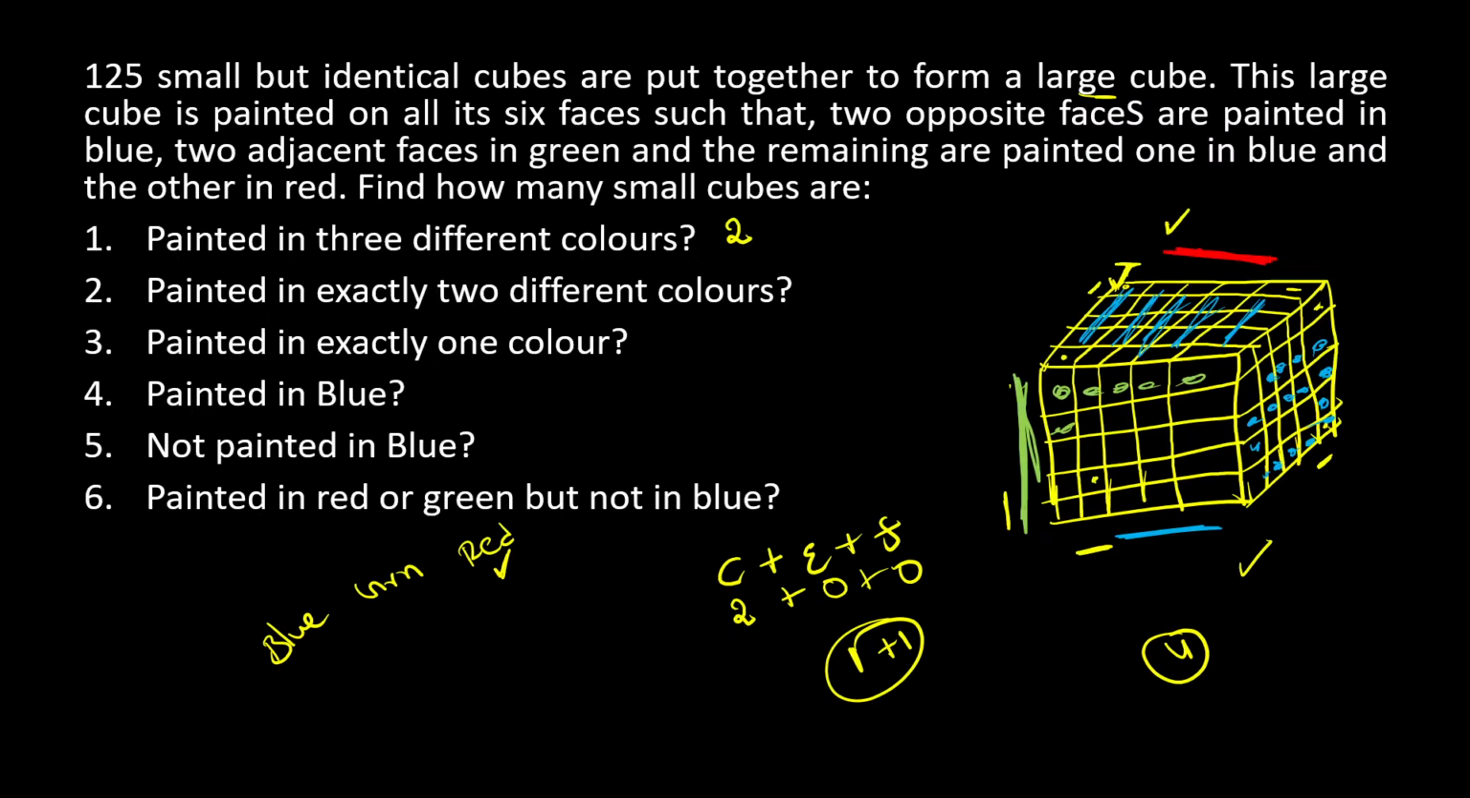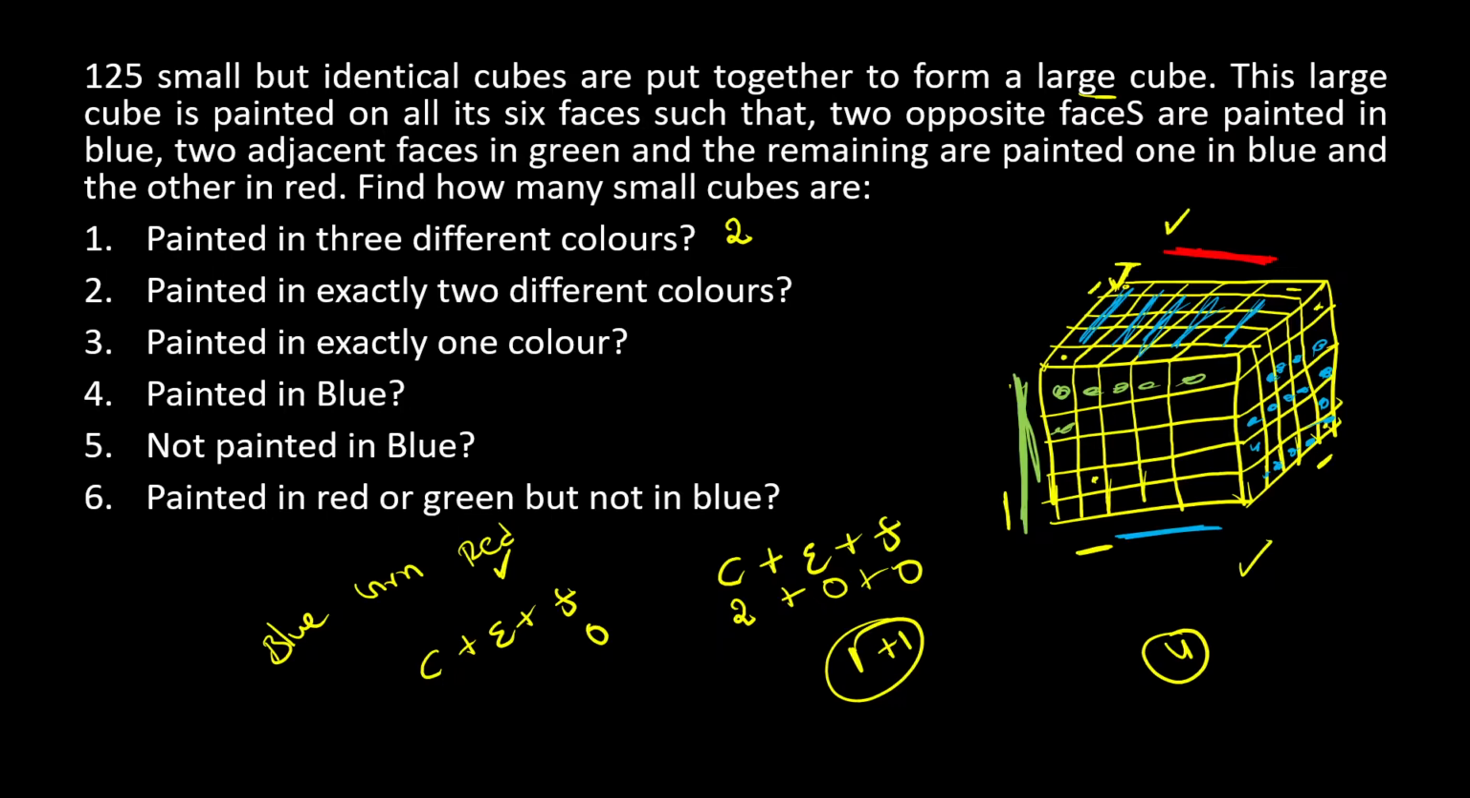Now let us look at the second question. How many cubes are painted in exactly 2 different colors? As we discussed earlier, we need to strictly follow this order: corner, edges and faces. I am sure you will not find any such cube on faces. At the center of the face, the cube can be painted in exactly 1 color.